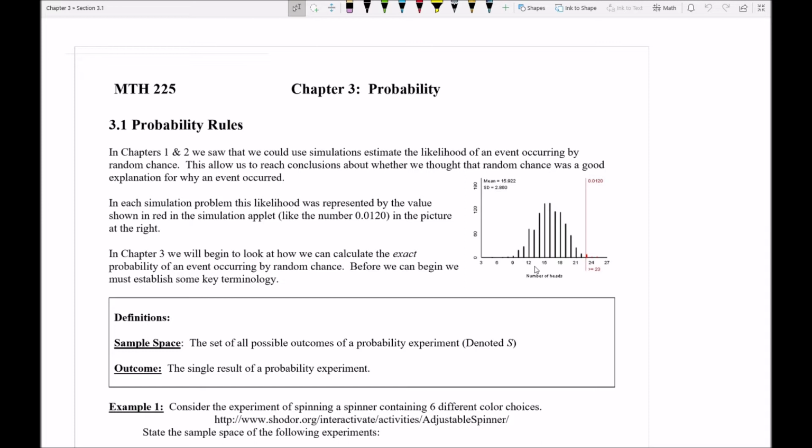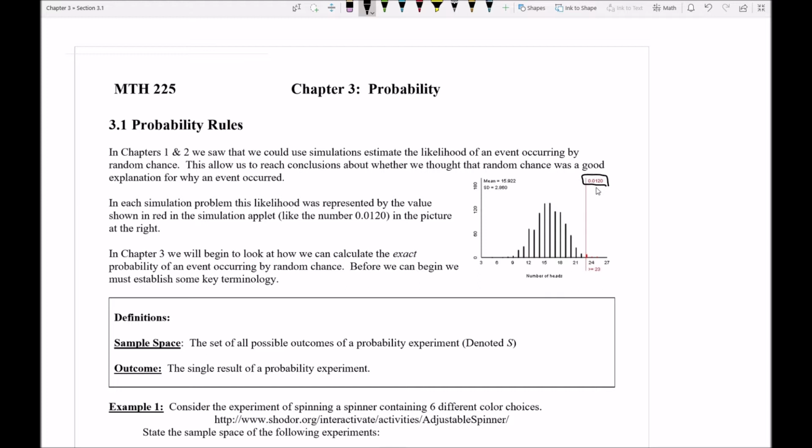So in each simulation problem, we came up with the likelihood, and it was represented by this value over here at the right. We would often measure something like, what are the chances of getting something like 23 or greater? And the simulation applet showed us this value. Well, in chapter 3, what we want to look at is how we actually calculate exactly the probability of a particular event occurring by random chance.